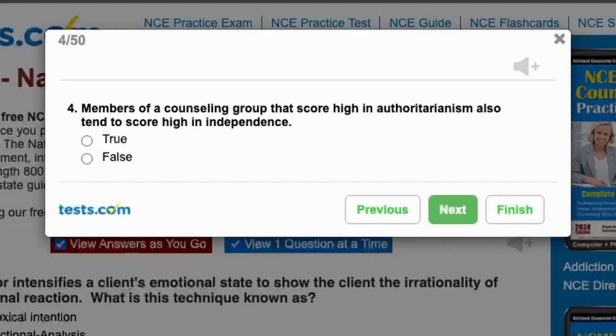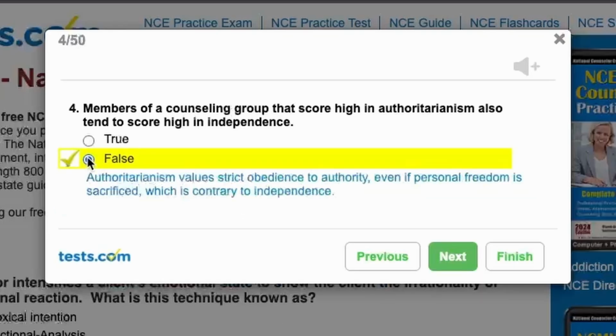Members of a counseling group that score high in authoritarianism also tend to score high in independence. Is this true or false? False. Authoritarianism values strict obedience to authority, even if personal freedom is sacrificed, which is contrary to independence.